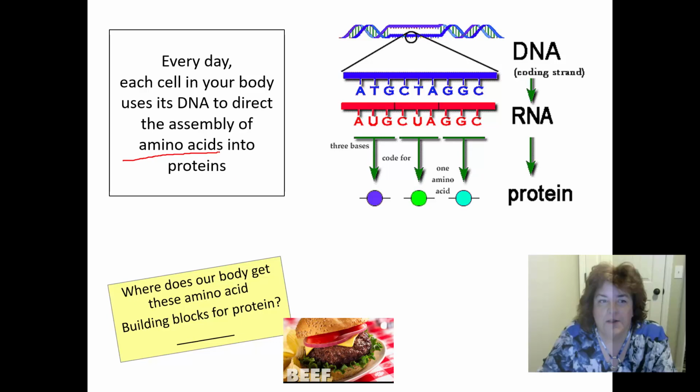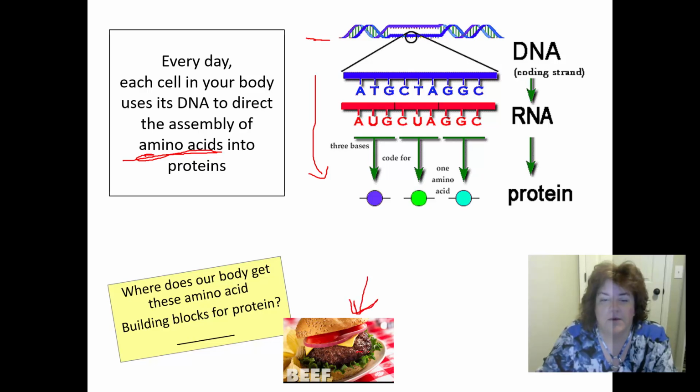So the repeating unit is something called an amino acid. This is a chemical that we're going to put together to form these proteins. So DNA is basically the recipe. It is going to tell our body how to put these amino acids in the correct order. Now we get these from our diet. So it's easiest to think about meat.